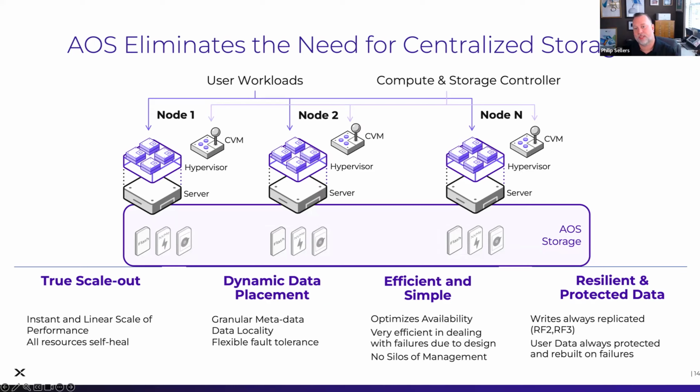And lastly, we've got resilient and protected data. Writes are always replicated. Your user data is protected and rebuilt on failures. And so, as we said, we expect failures out of this system. So we're constantly working on ways to optimize performance while also keeping that data protected.